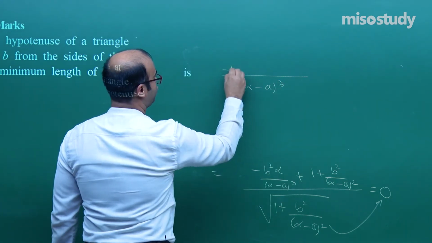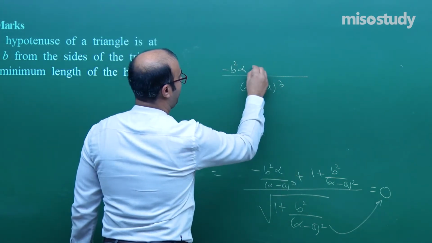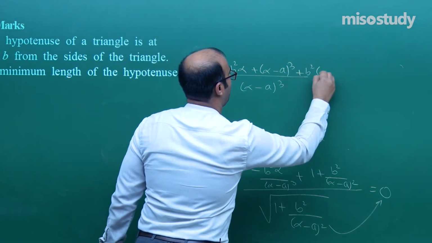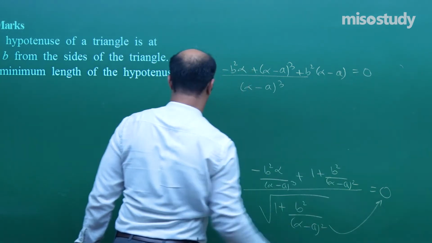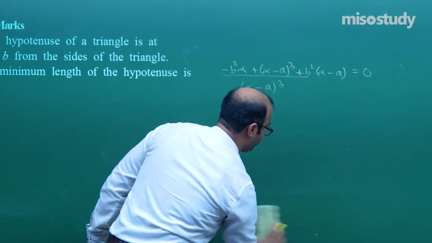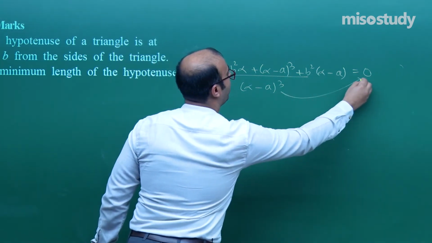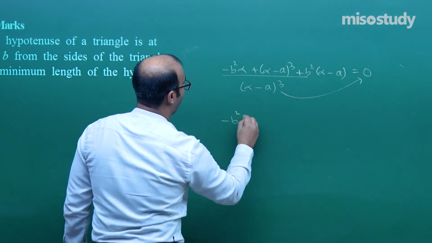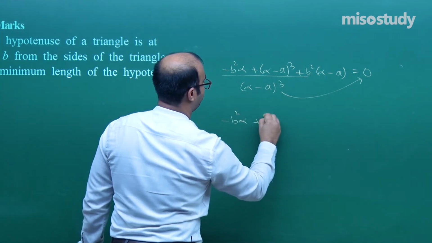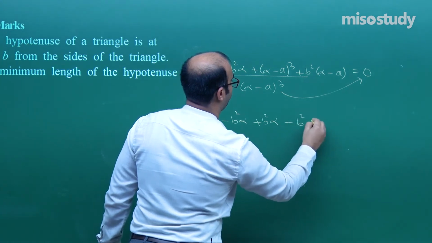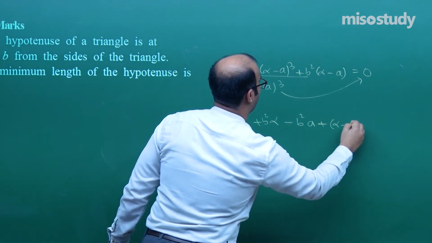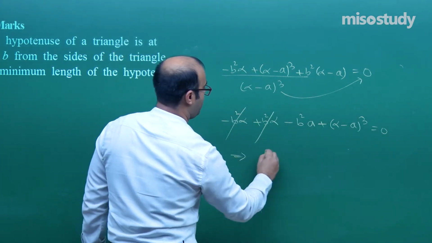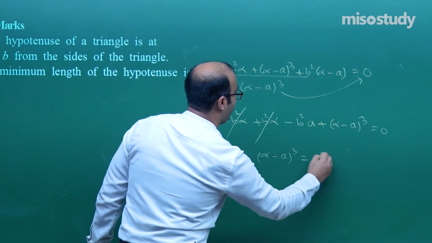So this will become minus b square alpha plus alpha minus a whole cube plus b square into alpha minus a is equal to 0. Okay, so till here it is fine, and this will also go here, it will become 0. So this will become minus b square alpha, and also here b square alpha minus b square a plus alpha minus a whole cube is equal to 0. So this will cancel. What will happen? Alpha minus a whole cube is equal to ab square.